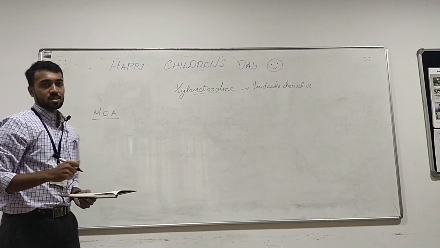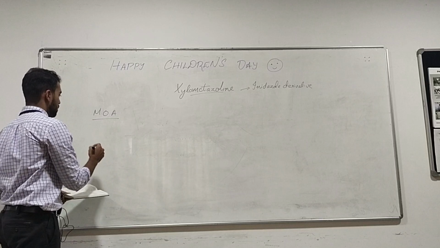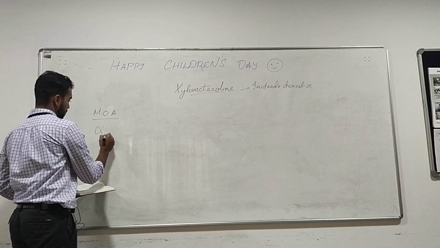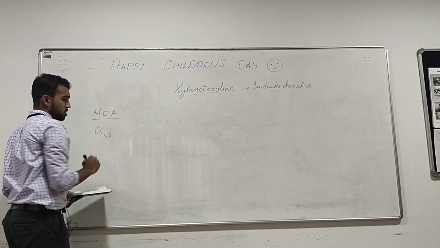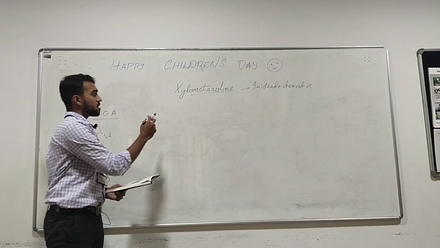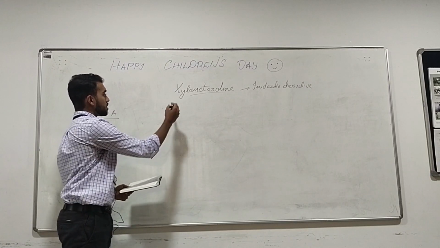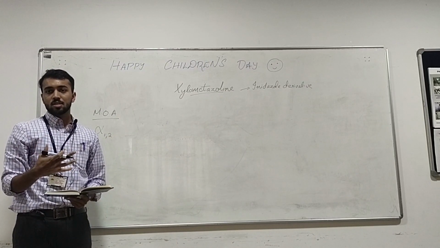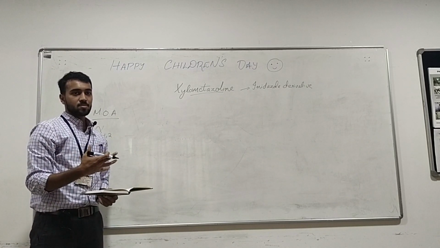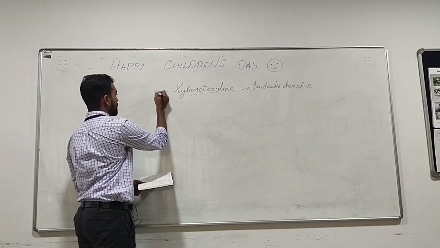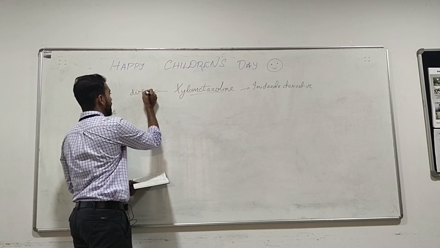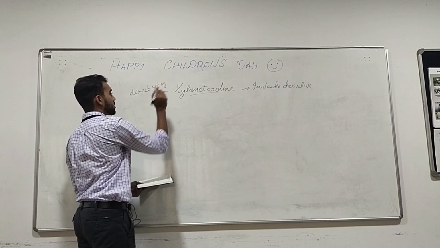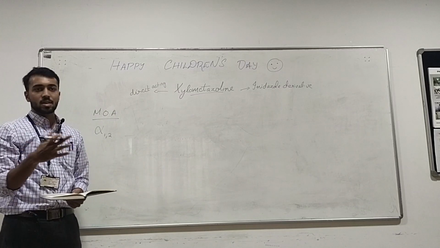It acts on which receptor? Alpha. Which types? Alpha 1 and 2. One more thing about this particular drug is that it is direct acting. What do you mean by a direct acting drug? Exactly. Direct acting means this drug acts directly on those particular receptors. That is why it is called direct acting.